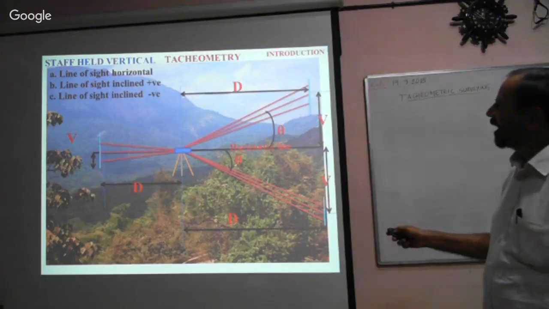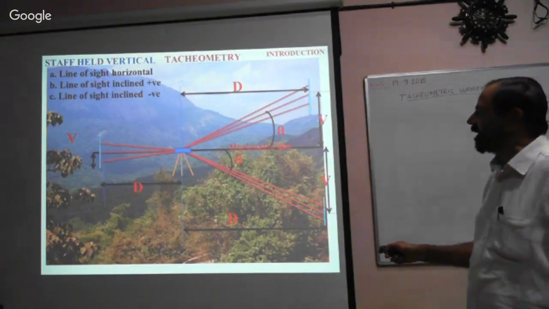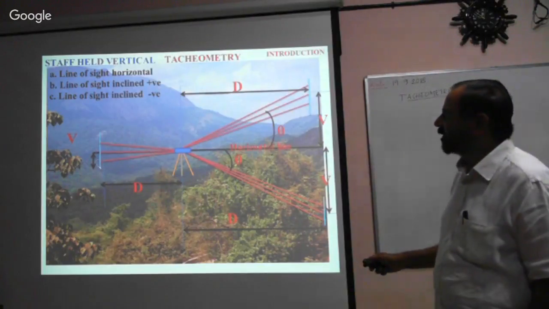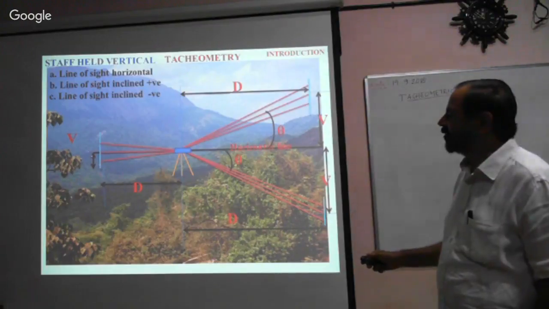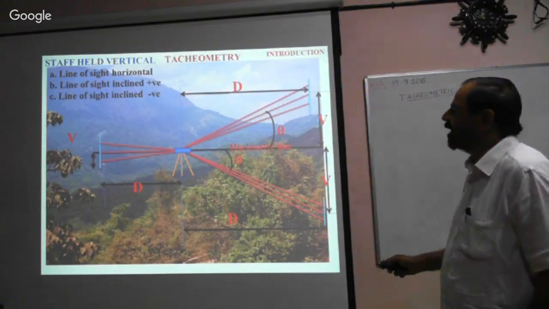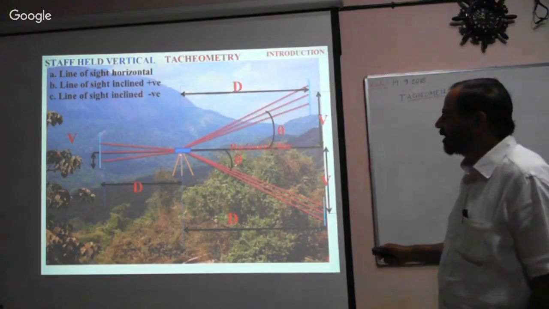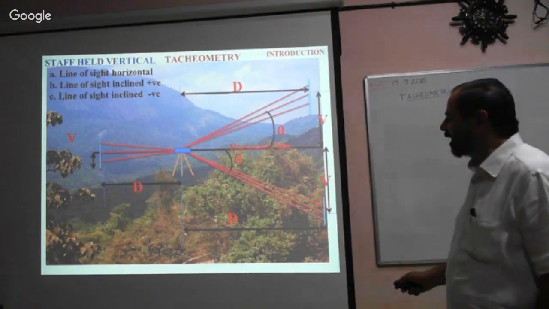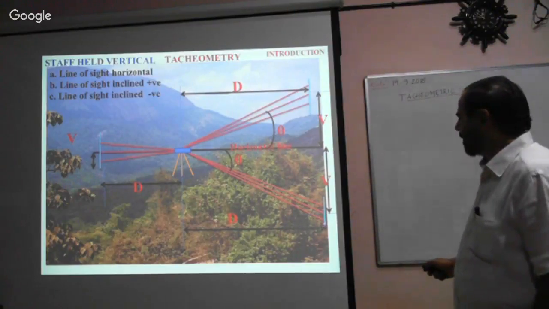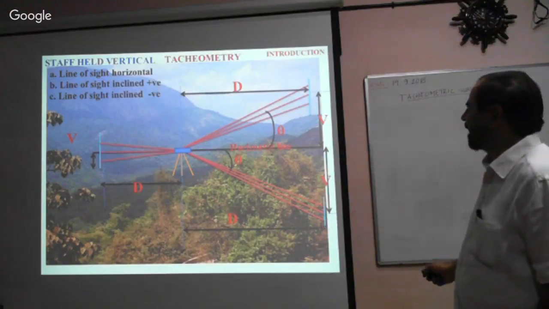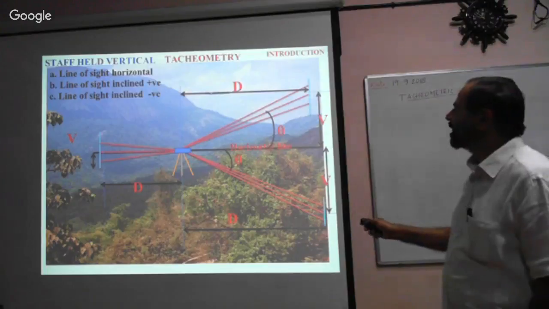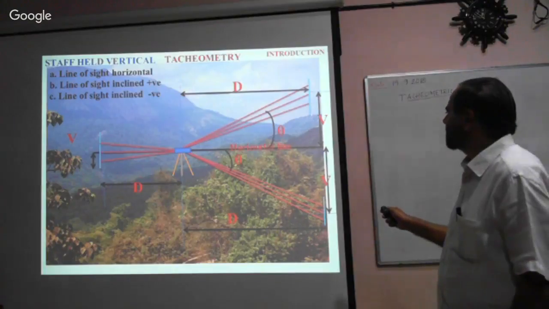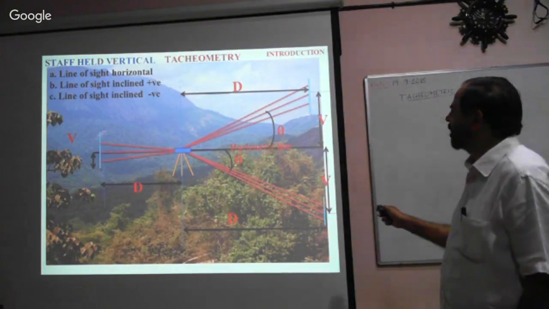The diagram is presented in a different manner, a different way. Here this is the elevation, and the elevation of the location can be calculated. This is the horizontal distance from the instrument station to the location where we need to calculate. Similarly, this is also a horizontal distance from the instrument station to the staff, and similarly, this is the horizontal distance from the instrument station to the third location.